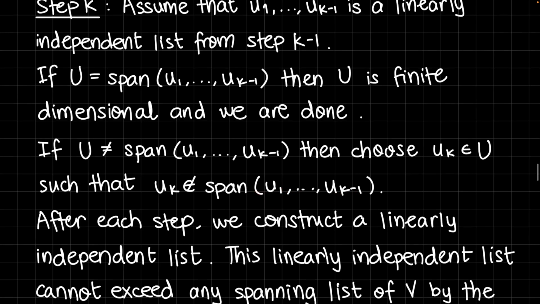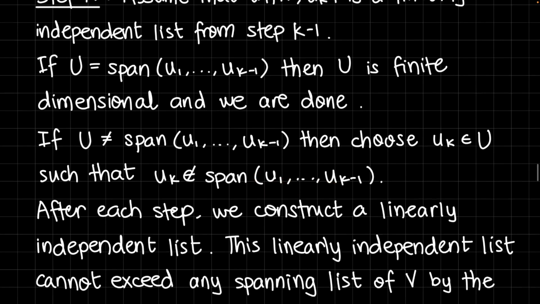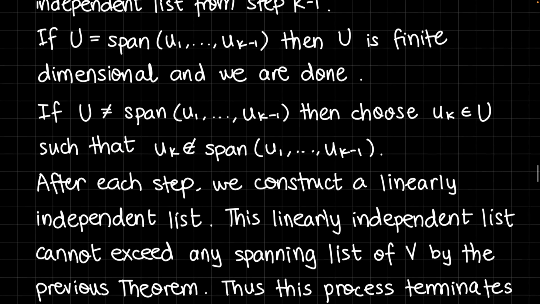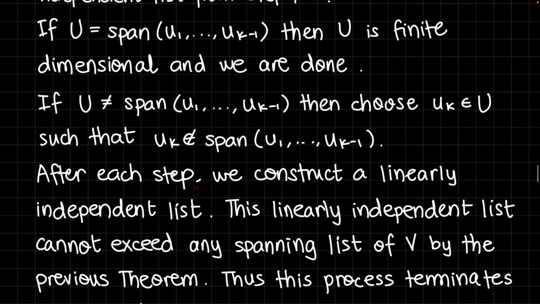What this does is: u1 through u(k-1) is already linearly independent by the inductive hypothesis when we said assume. We're choosing a uk that's not a linear combination of those, or which is not in the span of those k-1 vectors. So that means u1 through uk, when you add uk to that old list, will be a linearly independent list again. So after each step, we construct a linearly independent list.